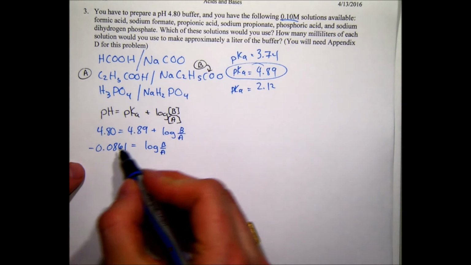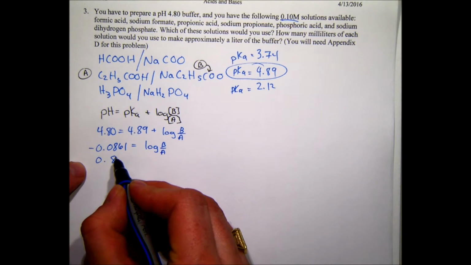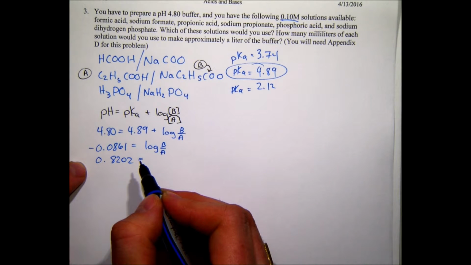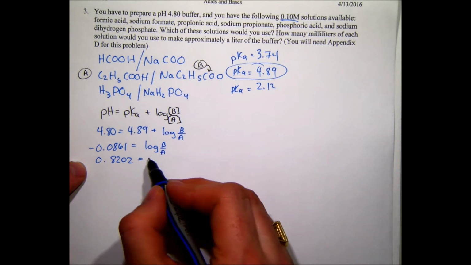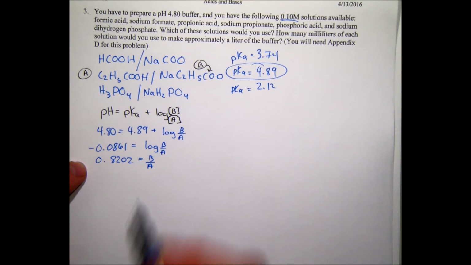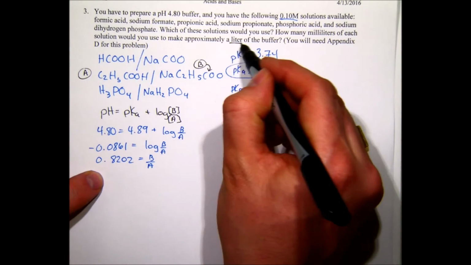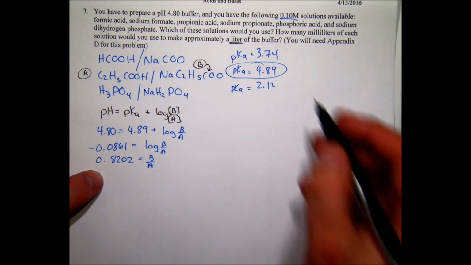10 to the x, 0.8202 equals the ratio of base to acid. So I know right off the bat that I'm going to need more acid than base to make this work, which makes sense because you want our pH to be lower than our pKa. And we now have a little bit of an issue because we only want a liter of the buffer.